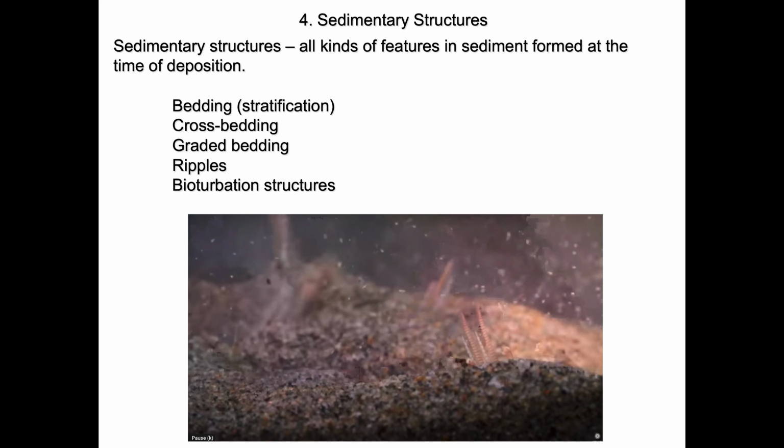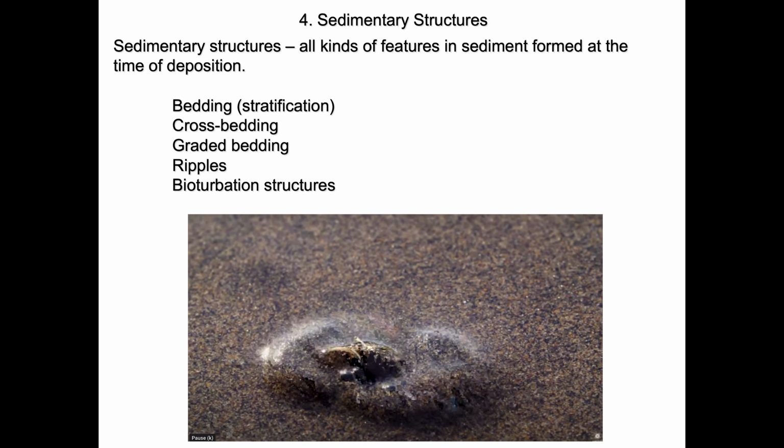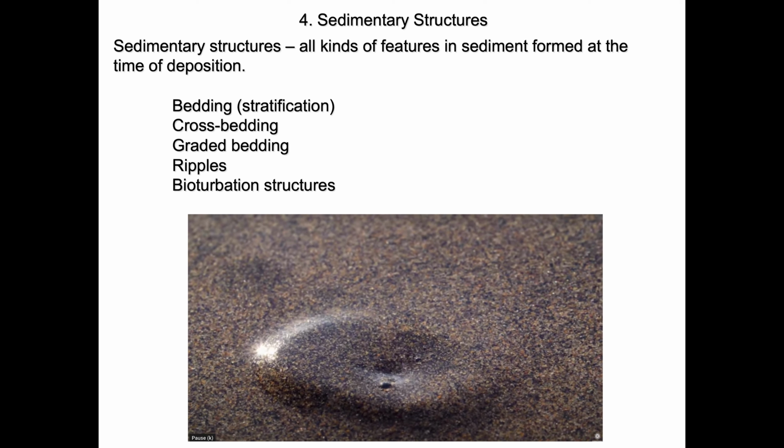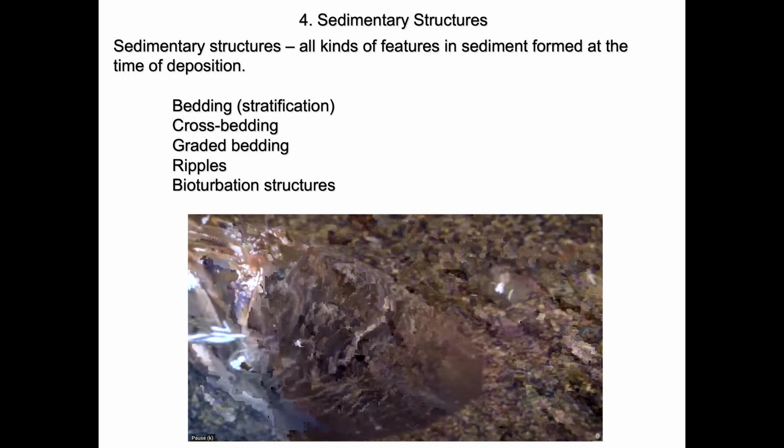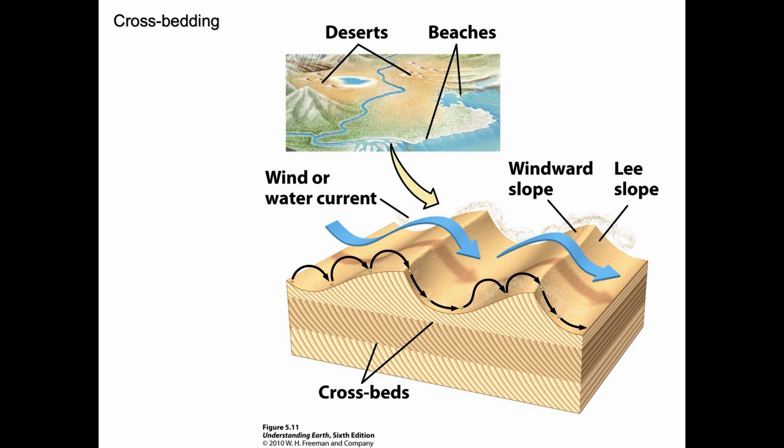And bioturbation structures. These are sedimentary structures that are generated by animals digging through the sediment. The animals are turbating, or turning over, the sediment. So first we'll take a look at cross-bedding. Here we have a diagram that illustrates a couple of locations for the formation of cross-bedding like this.